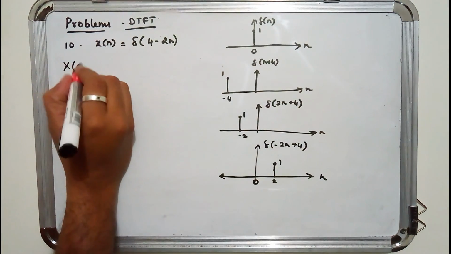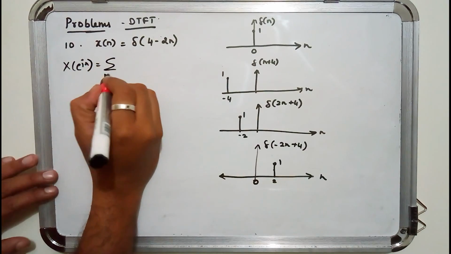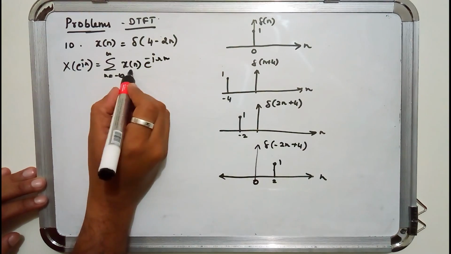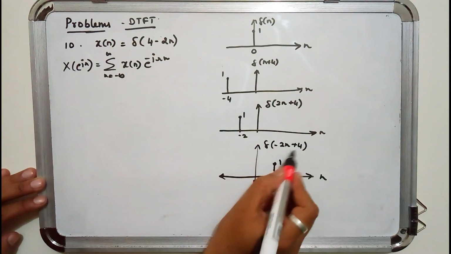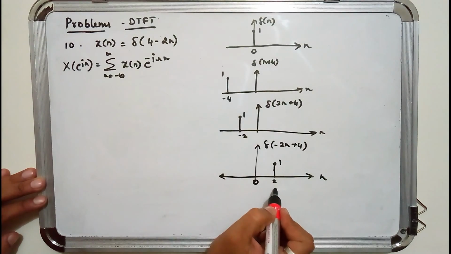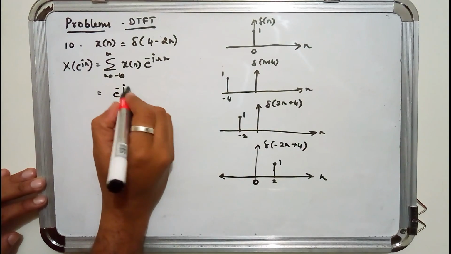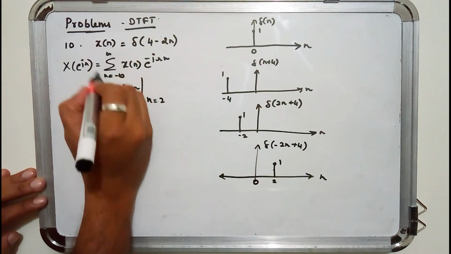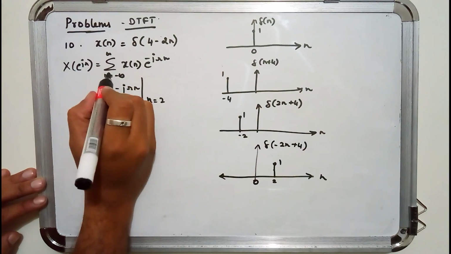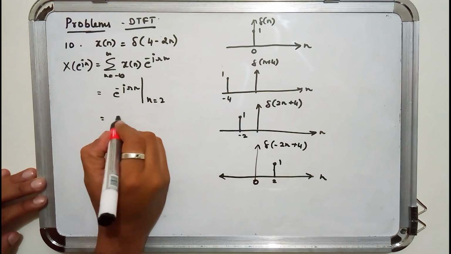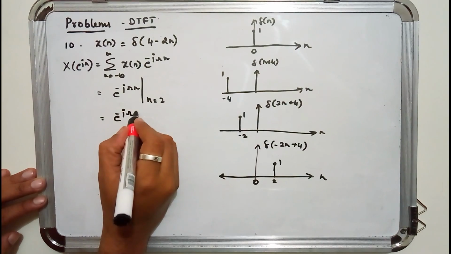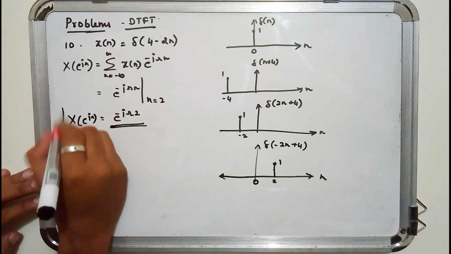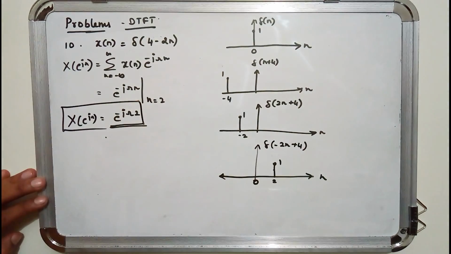So the DTFT of which is summation n is equal to -infinity to infinity x of n e power minus j omega n. But x of n, which is delta of 4 minus 2n, is existing only at n is equal to 2. So this will be e power minus j omega n at n is equal to 2. Because this summation of n from -infinity to infinity is valid only at n is equal to 2. So e power minus j omega into 2. So this is the final answer, that is DTFT of delta of 4 minus 2n.